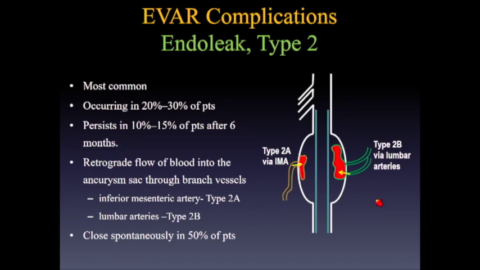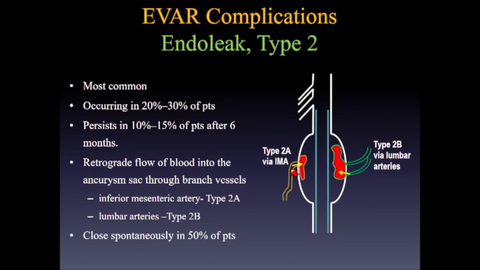Type 2 endoleak is the most common, occurring in up to 20 to 30% of patients, and it's the one that persists for up to 6 months in 10 to 15% of patients. So usually we don't do much about it in the beginning unless the aneurysmal sac starts to enlarge, and we just observe them.